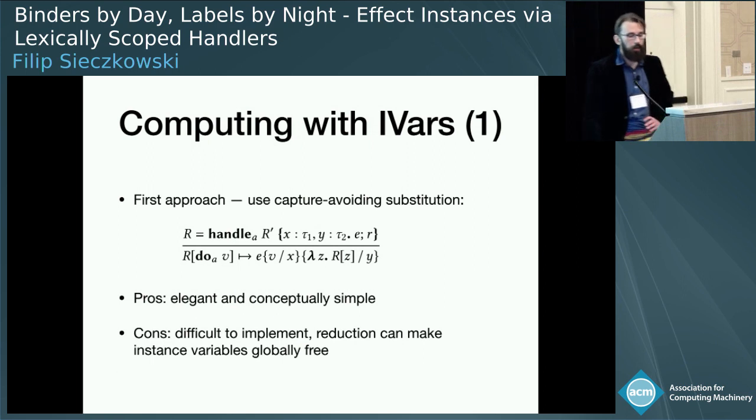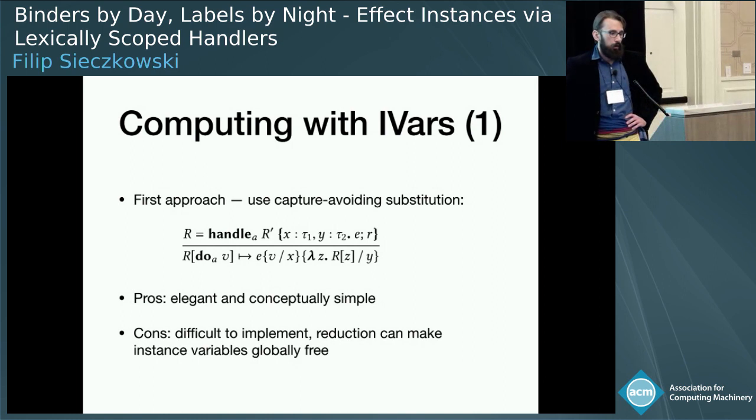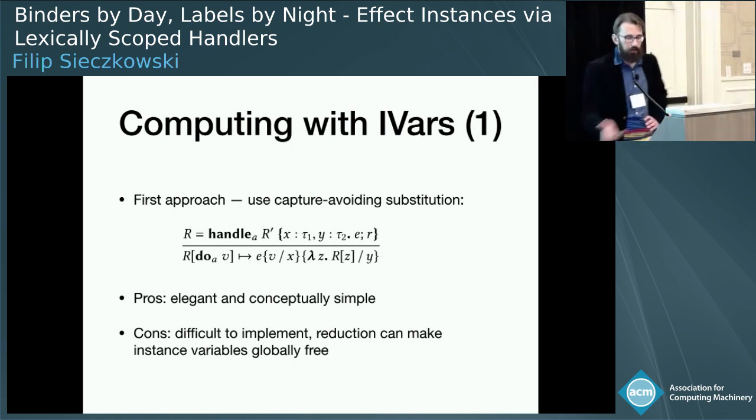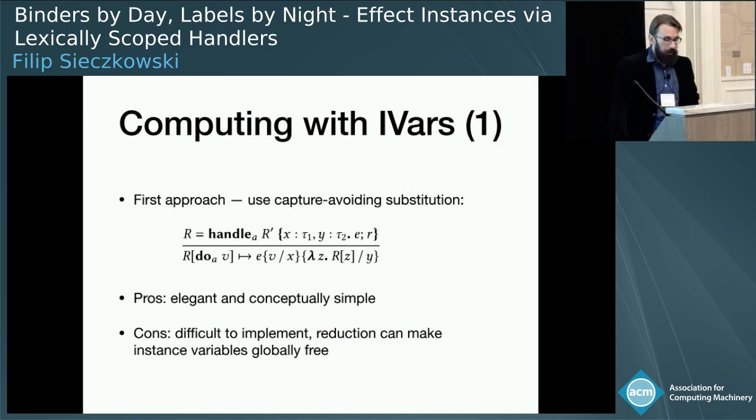So how can we compute with these? We can compute in two ways. First off, we can reduce under the binders, under the handlers, which bind the instance variables, which is elegant and conceptually simple, but it's very hard to implement, and the reductions can make instance variables globally free. In particular, if V here uses A in some way, it escapes its scope. So this is one way.